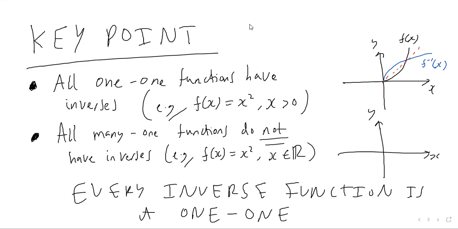And this second bullet point I made here: many-to-one functions do not have inverses. So again, this example here, f of x equals x squared for every x in the real numbers. This doesn't have an inverse because, even though this x squared graph is a function, the reflection is a one-to-many mapping, so not a function. So there is no inverse function for many-to-one functions.